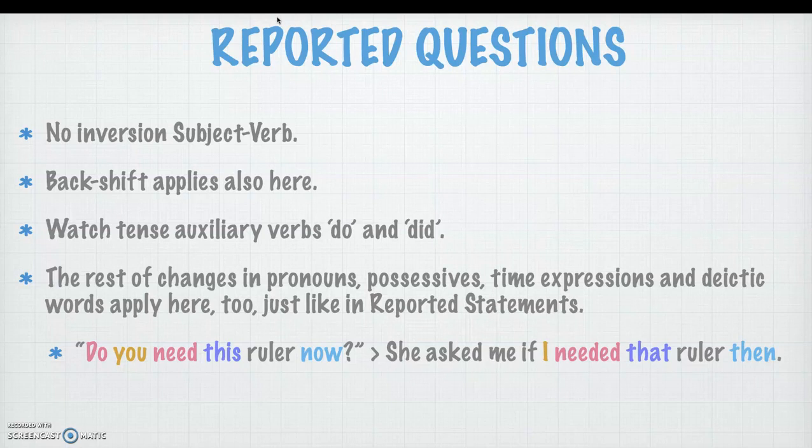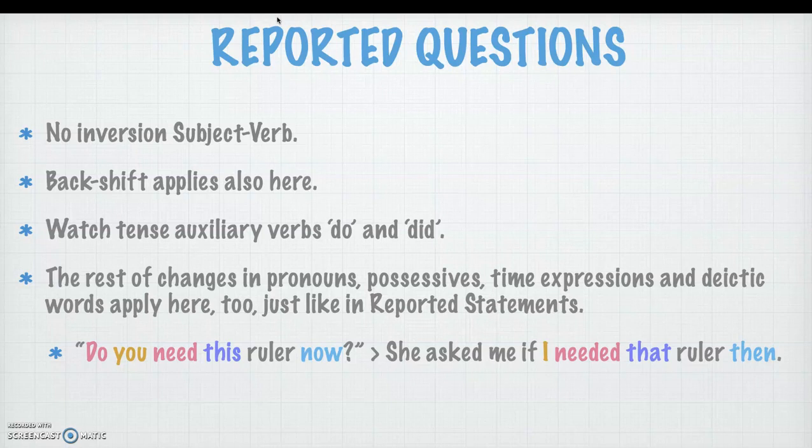We have to be careful with the auxiliary verbs do and did that appear in direct questions, because unless the questions are negative, we won't have them in the reported question. The rest of changes in pronouns, possessives, time expressions, and deictic words apply here too, just like in reported statements.